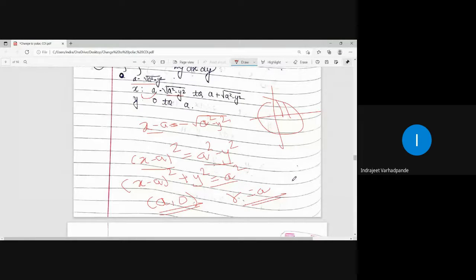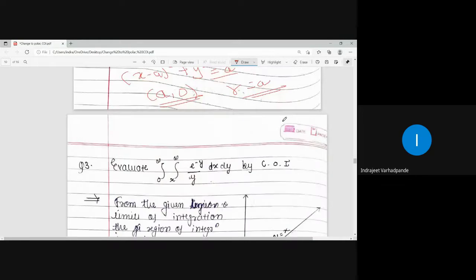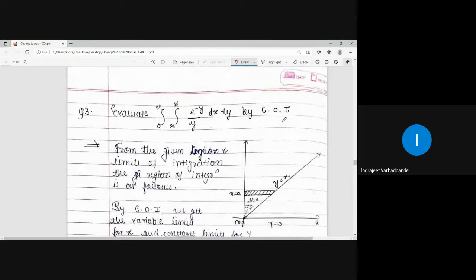Appropriately draw the circle. Initially variable limits appear for x, means there must be a horizontal strip, but now as per the change of order of integration, the strip to be drawn for obtaining the new limits is a vertical strip. Vertical strip, that is, parallel to y axis. Okay? Kindly try it and simplify.